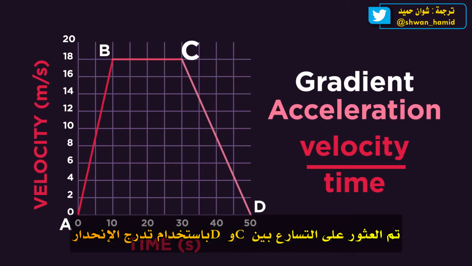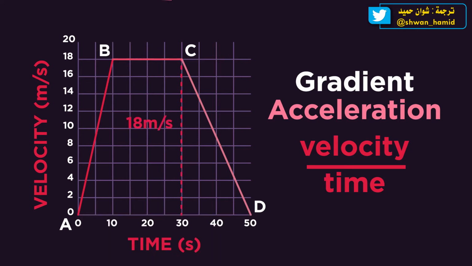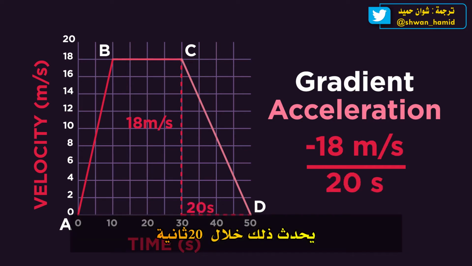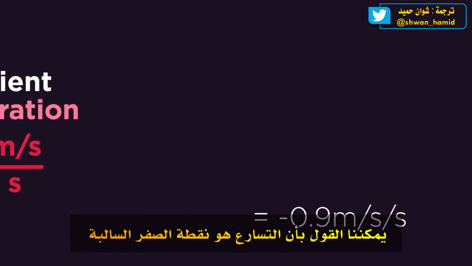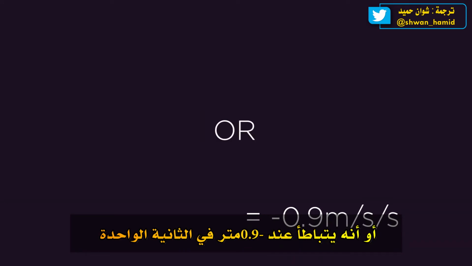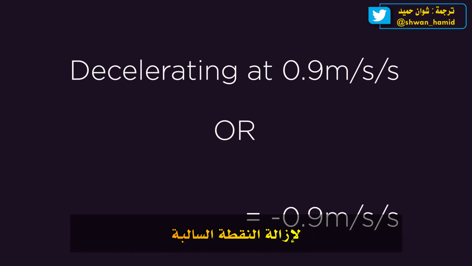The acceleration between C and D is found using the gradient. The change in velocity is again 18 meters per second. But because it's a decrease, we must use negative 18 meters per second. This occurs over 20 seconds. So negative 18 divided by 20 equals negative 0.9 meters per second per second. We can either say the acceleration is negative 0.9 meters per second per second, or that it's decelerating at 0.9 meters per second per second, removing the negative.